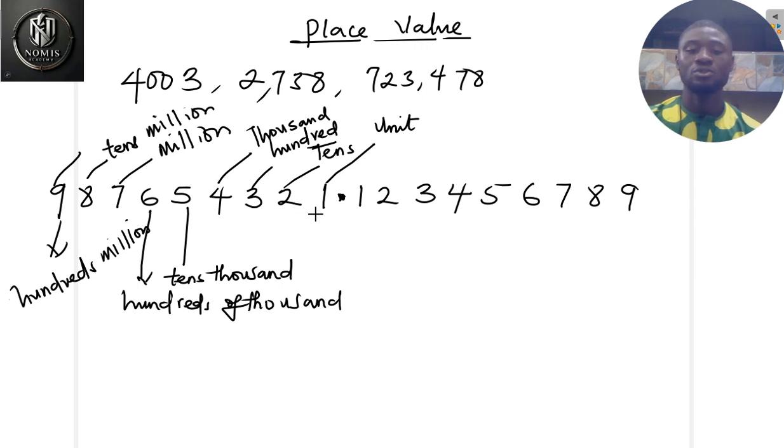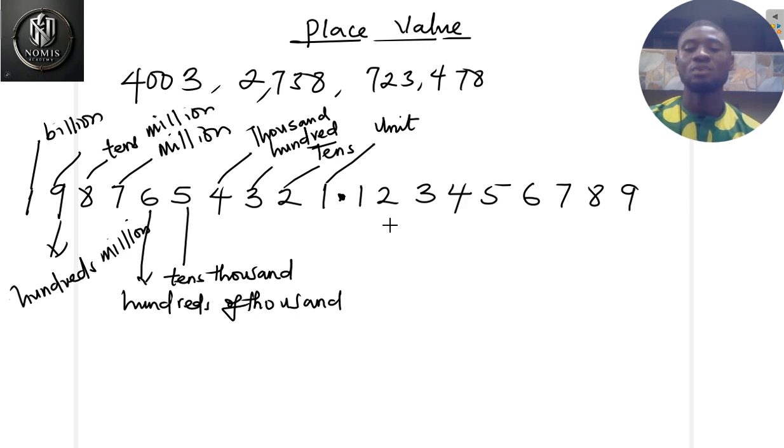So this is how it continues: unit, tens, hundreds, thousands, tens of thousand, hundreds of thousand, million, tens of million, hundreds of million, and after that we have billion. Supposing there's another digit here, let's say 1, this will become 1 billion. So the place value of this 1 here is billion. This will be 1,987,654,321. That's the place value of all the digits before the decimal point.